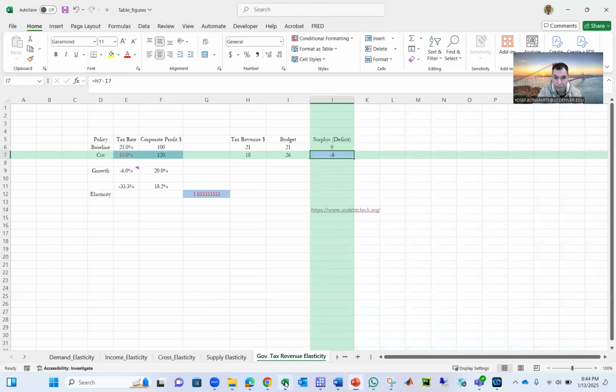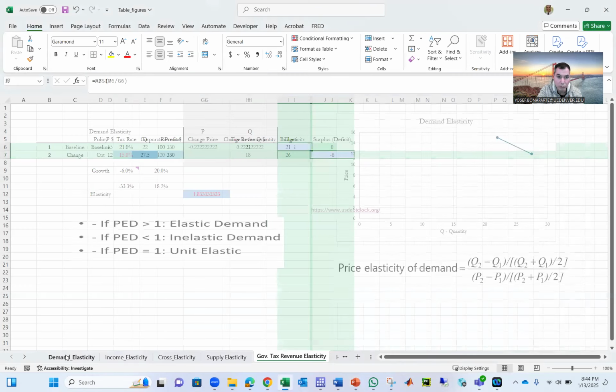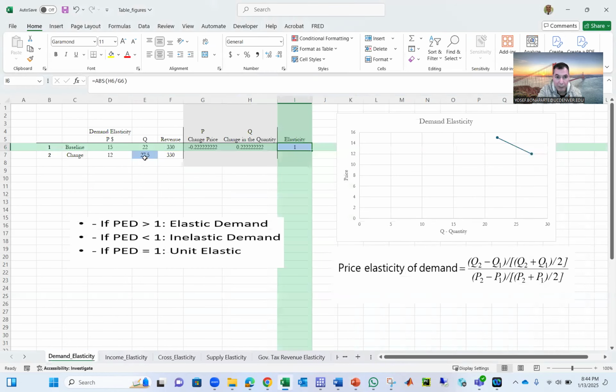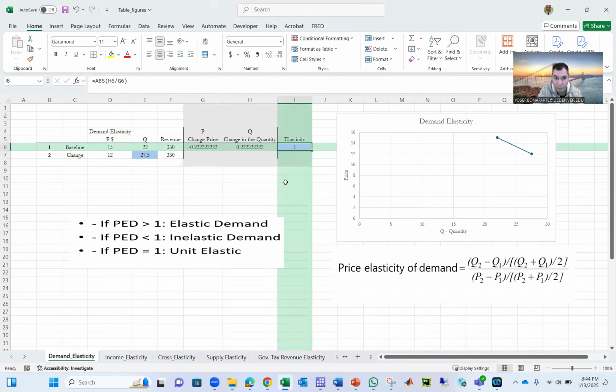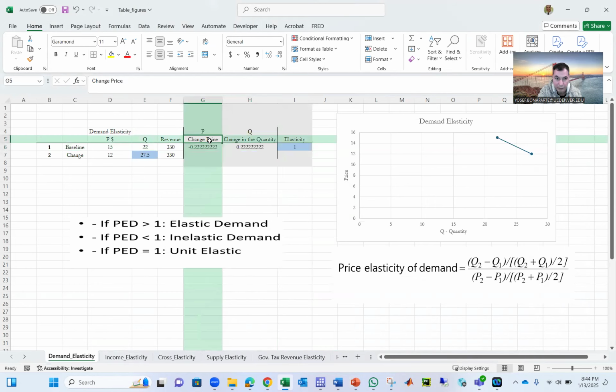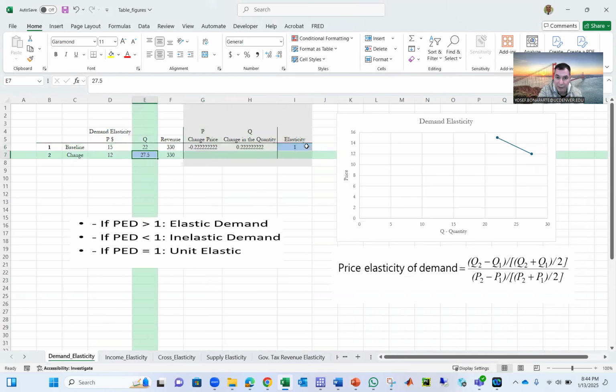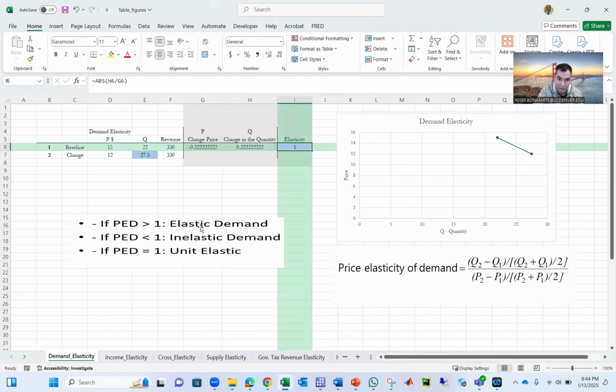Your homework, or what I want you to do: you see this blue? I want you to change this and look at the elasticity. I have the formulas done for you here and here. You don't need to do anything here. The software does it for you. So change this and see how the elasticity changes and try to say this is elastic, inelastic, or unit.